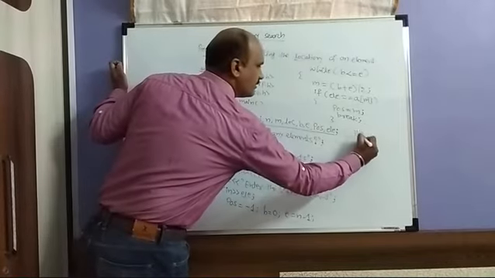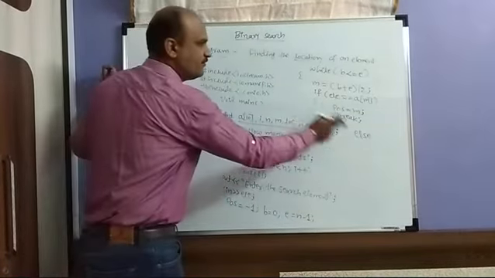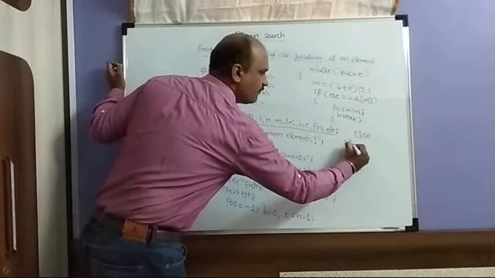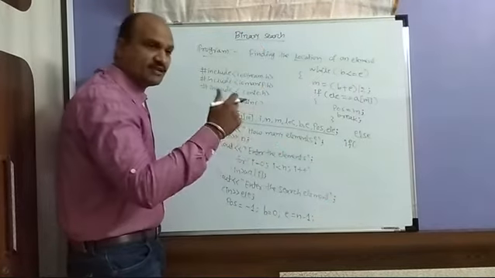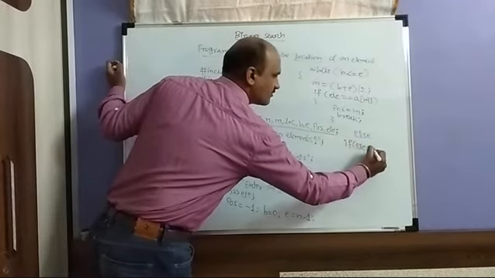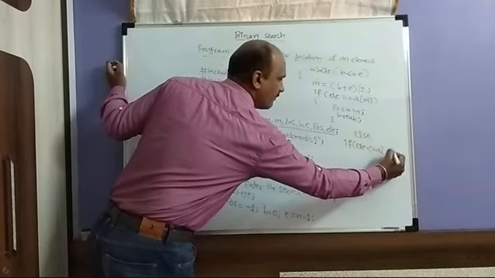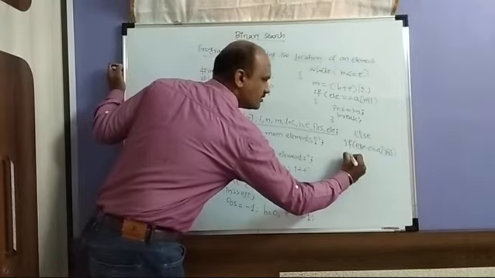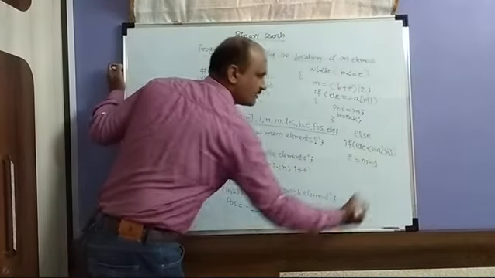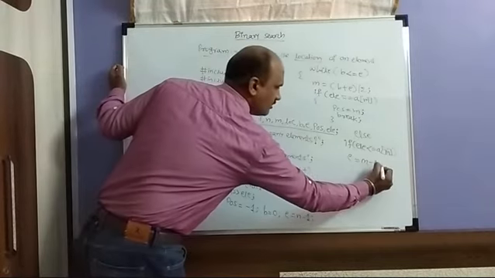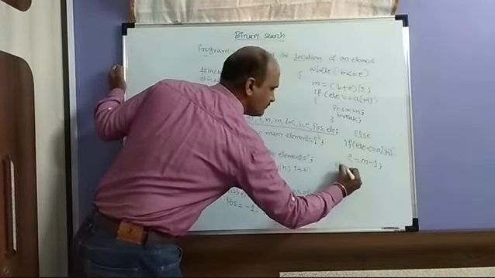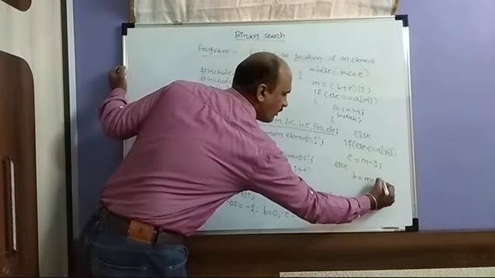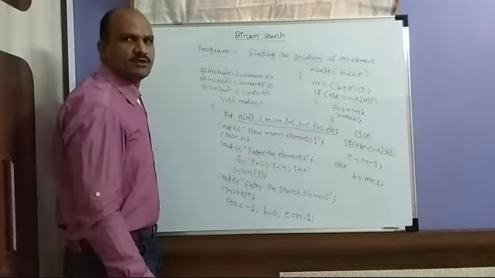Else, what will happen? Else condition. If else again in the while. So as the condition I told you, if element is less than or is equal to A of m, what will happen? E is equal to m minus 1. Else what will happen? Else your B is equal to m plus 1.